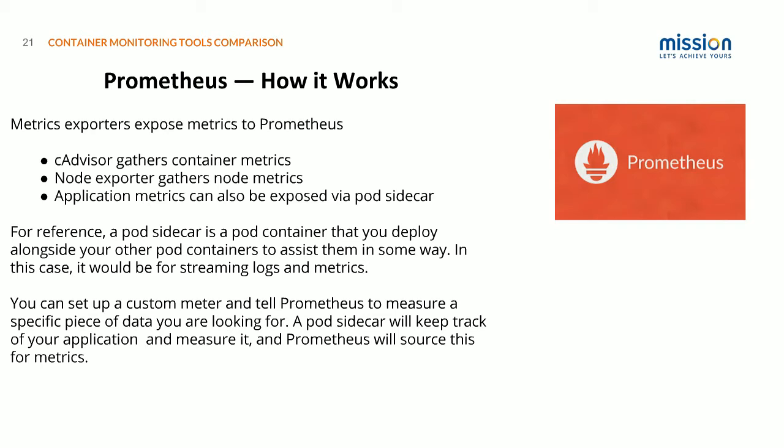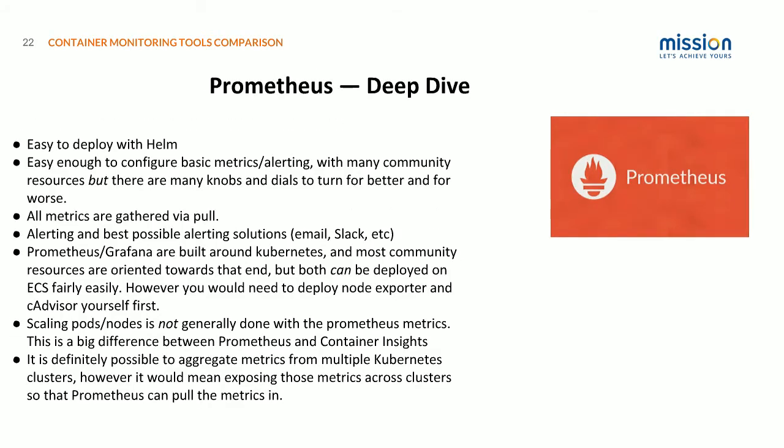The standard way to do that is to expose it as a sidecar container in your pod. So, for example, if I had a web application and I wanted to measure HTTP 400s from my web server, I would count those and expose that metric as a sidecar service, and then configure Prometheus to go and find that service on the interval and pull that data in.